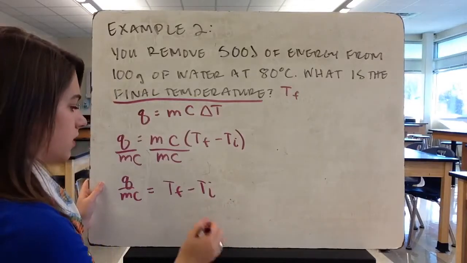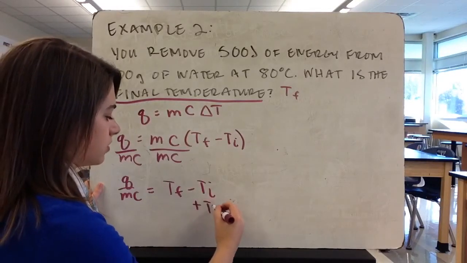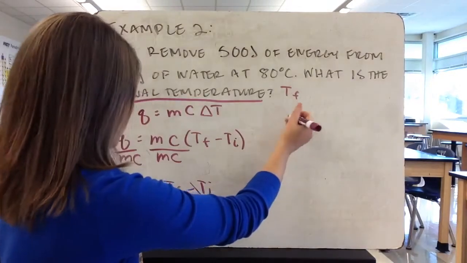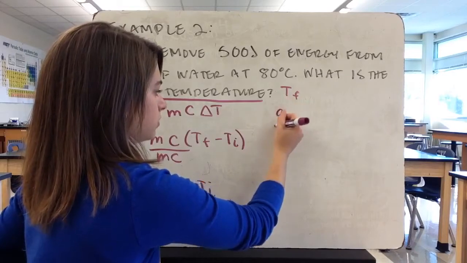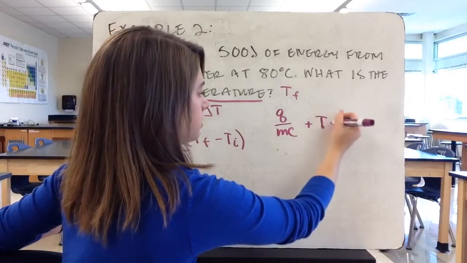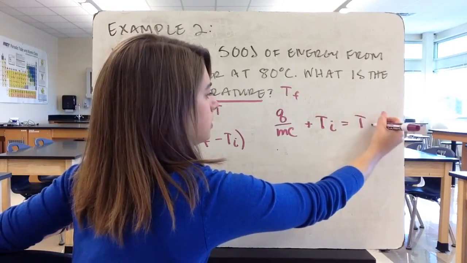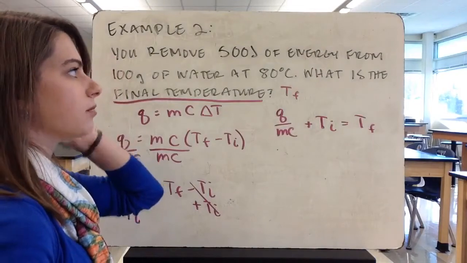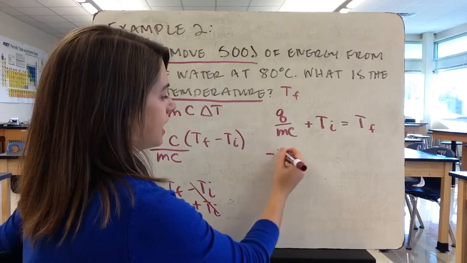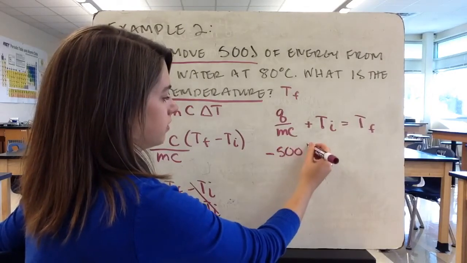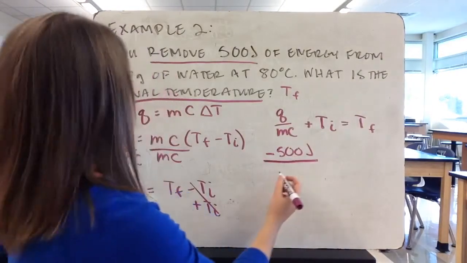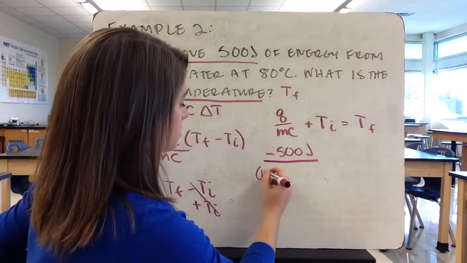This is just basic algebra. And so then if I want to isolate T final, I'll do T initial. And my new equation ends up being Q divided by M times C plus T initial equals T final. So now I'm going to plug my numbers in. Since I said we removed 500 joules, I'm going to put a negative 500 joules on top because negative means that it's being removed, divided by 100 grams.